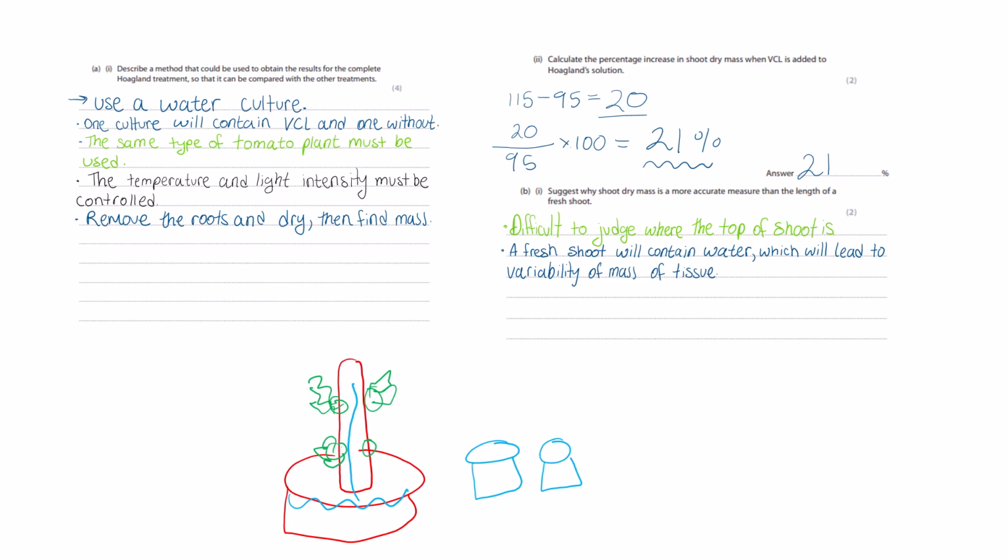Question BI. Suggest why shoot dry mass is a more accurate measure than the length of a fresh shoot. Okay, so first of all, when you have a plant shoot, it's going to be very difficult to say where the roots begin. Some might say the roots begin over here, some might say over here. Also, a fresh shoot will contain water, which will lead to a variability of mass of tissue.